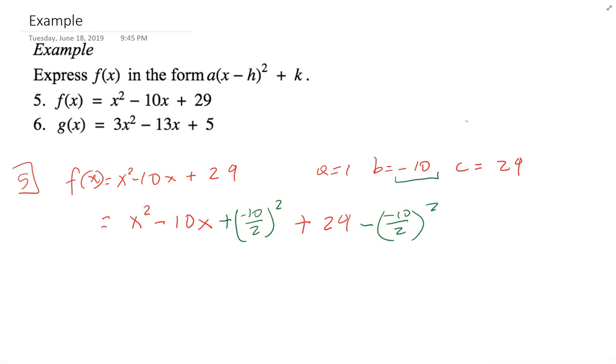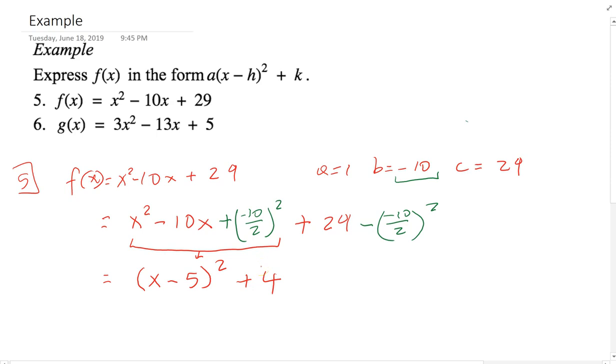This part, x squared minus 10x plus negative 10 over 2 squared, which would be x squared minus 10x plus 25, we will write as a complete square, which is this x, and then 10 over 2, which is negative 5, so x minus 5 squared, and this is another way of expressing this part. And then plus 29 minus negative 10 over 2 squared, which is 25, so that will be 29 minus 25, which is plus 4.